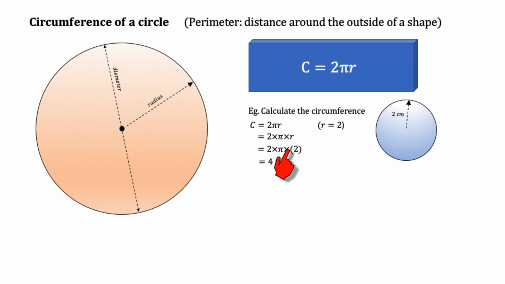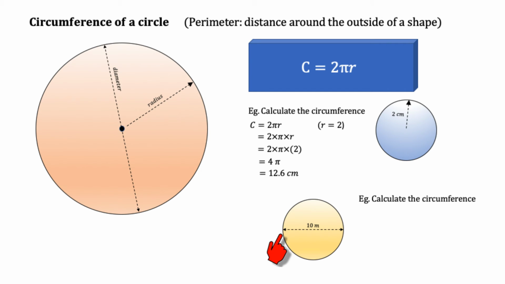So 2 times pi times 2. Remember, we can multiply in any order. So 2 times 2 is 4, and that's where the 4 comes from here. Now, I could leave it like 4 pi, or in your calculator, you could do 4 times pi and get an answer of approximately 12.6 centimeters.